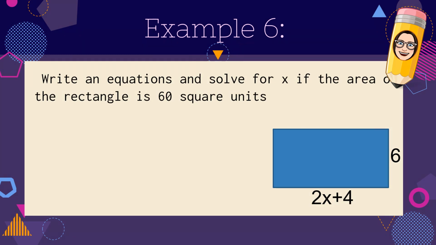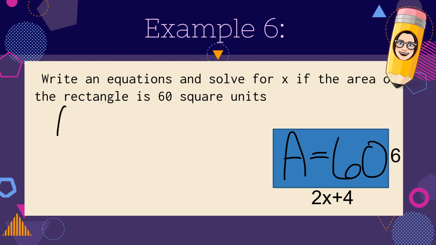Our last example you will see again in my class on homework, but you might also have some other problems in the future. So let's read through this. We want to write an equation and solve for x if the area of the rectangle is 60 square units. So I'm going to fill this in. Can you please do the same? Area is 60.